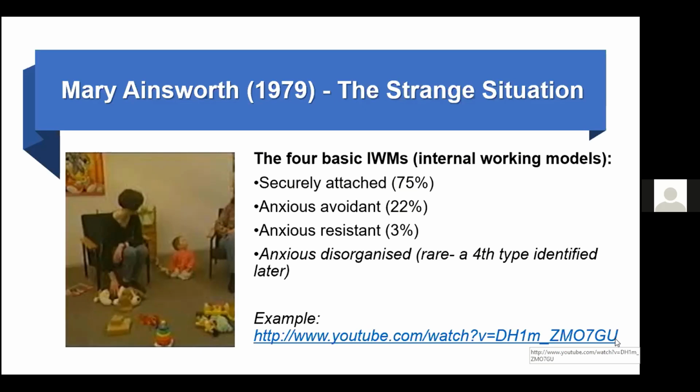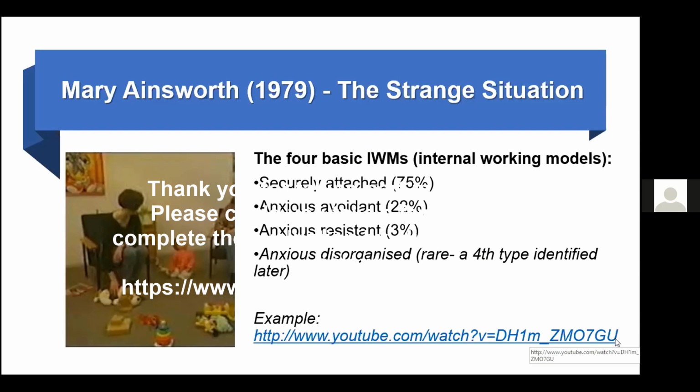Children that were anxious avoidant, the pattern of behaviour that they saw was that the child would avoid contact on the reunion. So when mum came back, they would avoid contact with her. Anxious resistant, they would be resistant to that contact on reunion, so they wouldn't necessarily avoid it, but they would be very resistant to it. And children that were anxious disorganised showed no pattern of behaviour at separation or reunion.